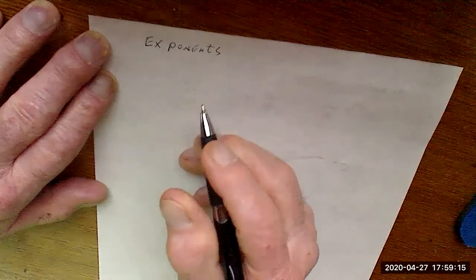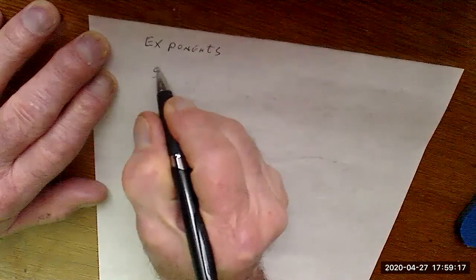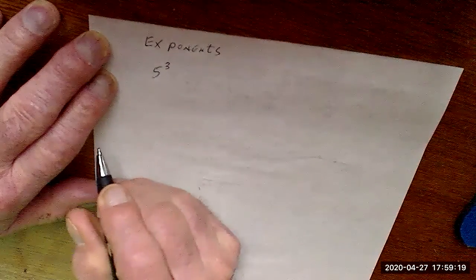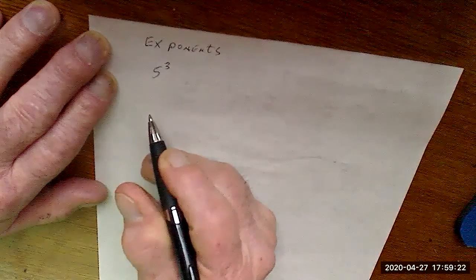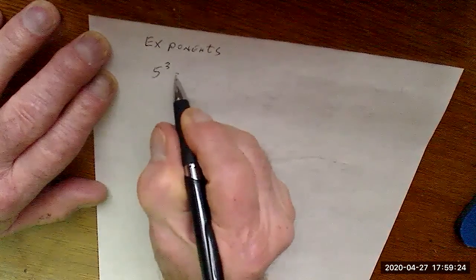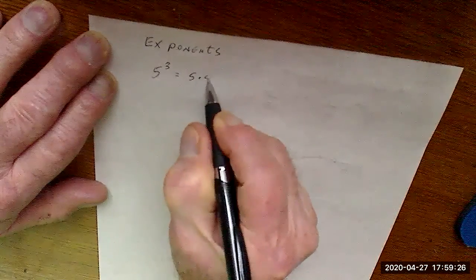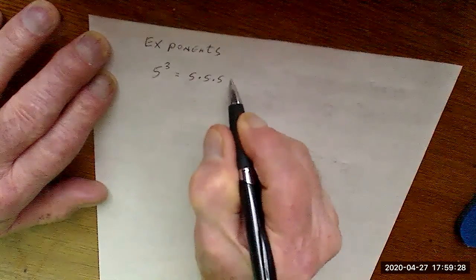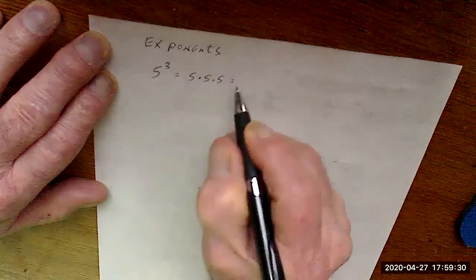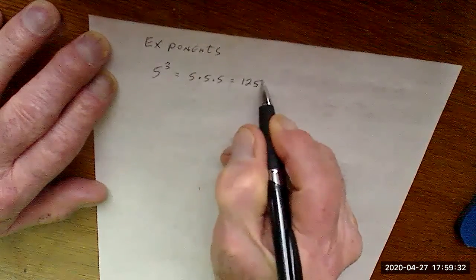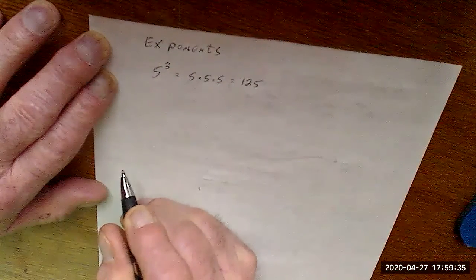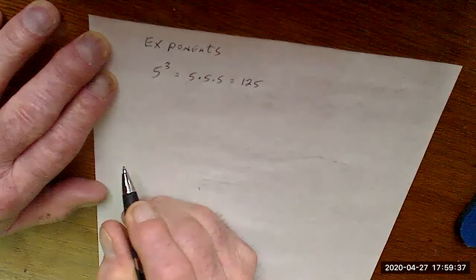Exponents. What does an exponent mean? For example, 5 to the third power. An exponent means repeated multiplication. So we're going to take the base and multiply it by itself 3 times. That gives us 125. Again, an exponent means to repeat the base, not to multiply the base.